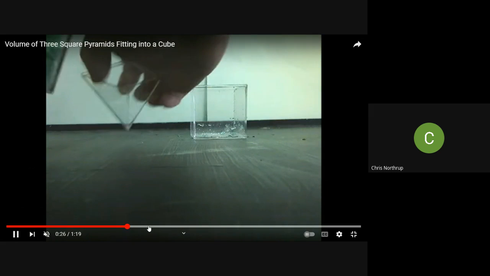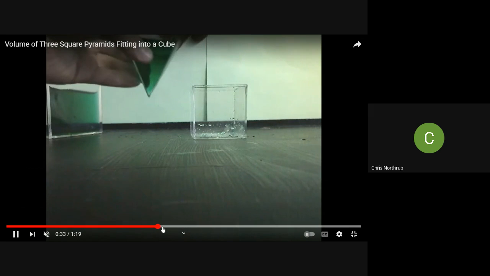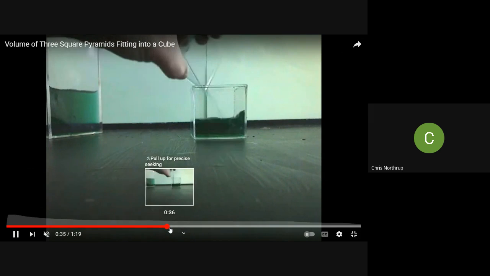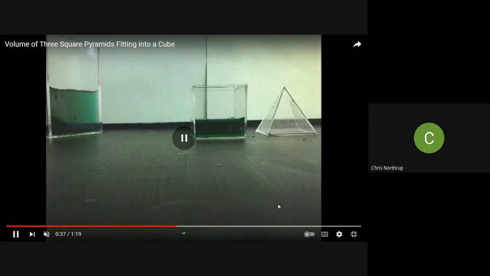Looks like they filled it up with something green there. So they fill up one whole pyramid into that cube, and it looks like that's not really enough volume. So in other words, the volume of one pyramid here on the right would be about this much of the cube with the same height and the same base.